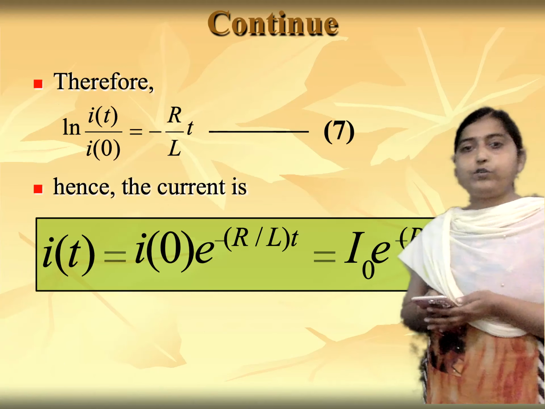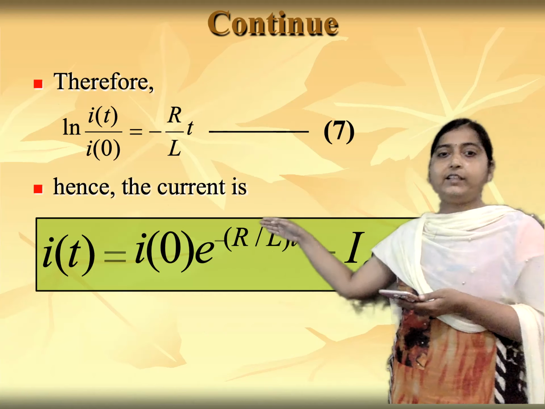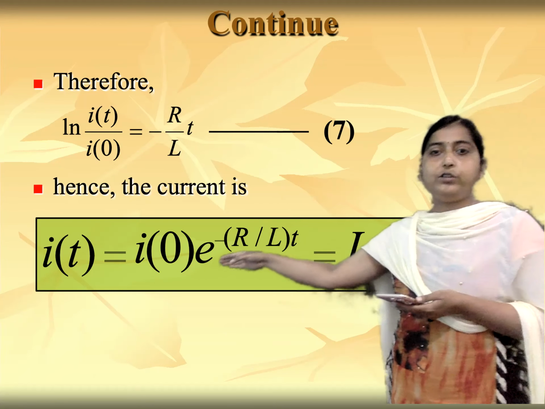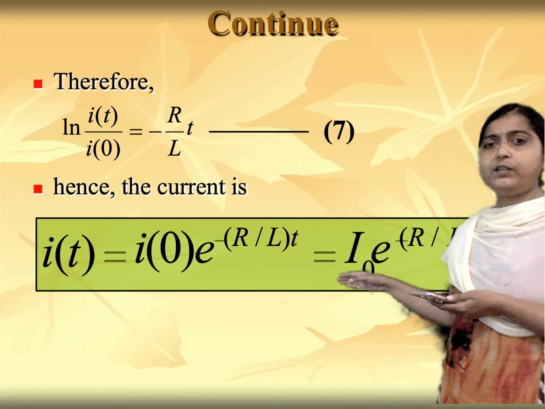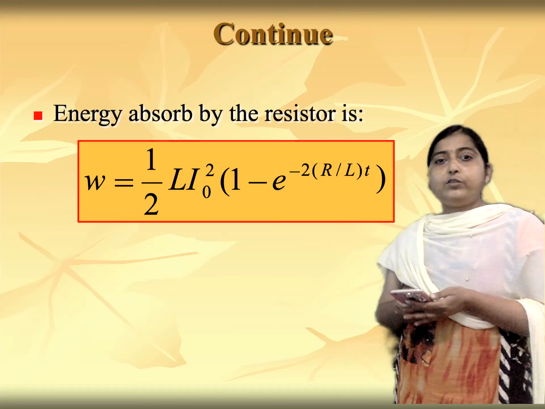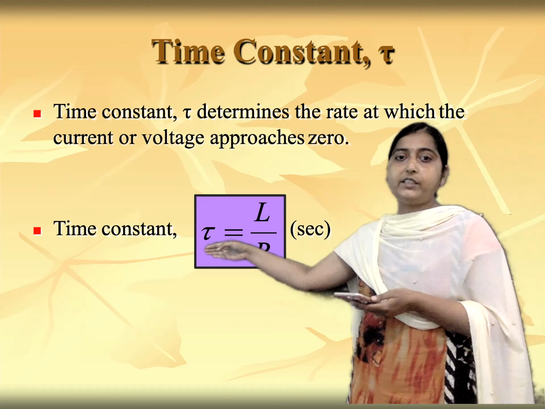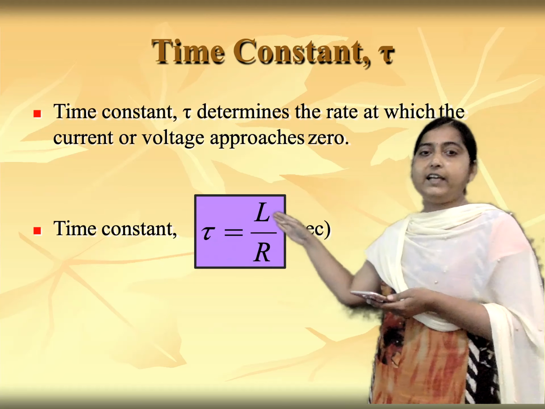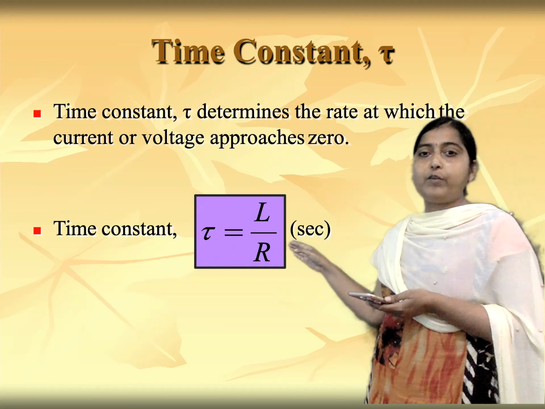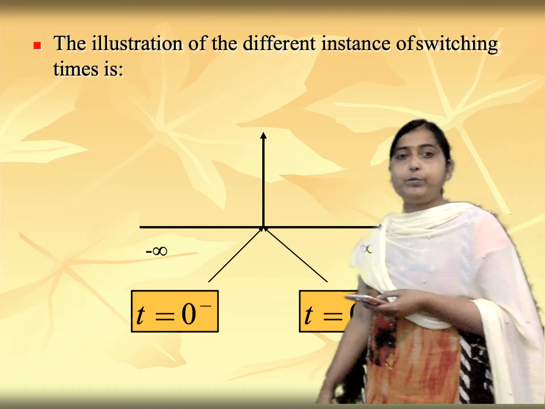The current flowing through the circuit, I of t, is given by I of 0 into e to the power minus R by L into t, where I of 0 is the initial current flowing through the circuit, which we represent with I naught. We also defined one more parameter, the time constant of an RL circuit, tau, which is given by L divided by R. Since it is a time constant, the unit is seconds. This is what we discussed in the previous class.